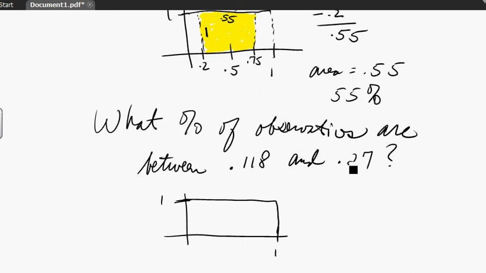So is this 50% again? Okay. So when I say percent of observations, that's another way of saying what is the area under the curve when I mark off the horizontal axis at 0.118 and 0.127. So these are just different ways of asking the same question.